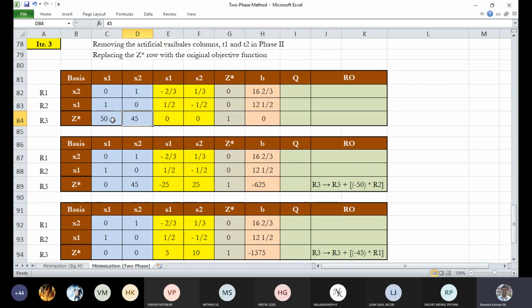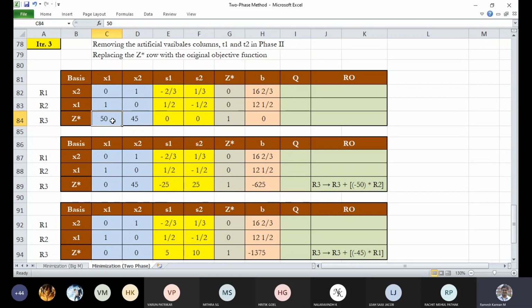Right. So now we need to perform elementary row operations to make this 50 become 0. We cannot use row 1, because anything multiplied by this and added will remain the same 50. But we can make use of this particular row. If you multiply by minus 50 with this and add it with this, 50 minus 50 will become 0. In the same way for 45, we cannot use this, but instead we can use this. So 45 plus row 1 multiplied by minus 45 will become 0. So 45 minus 45 is 0, right?